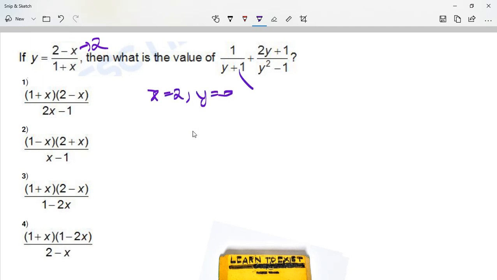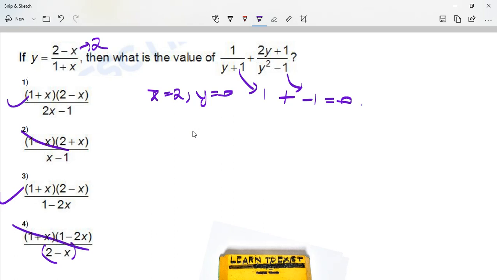So if y is 0, this part will be 1 and this part will be minus 1. No, yeah, right, this part will be minus 1. So the sum will be 0. Okay, so I am going to check which option is going to give me a 0 if x is 2. Okay, this part will be 0 and this part is not going to give me a 0. This part will also give me a 0, so we have a clash. And this part will give me denominator as a 0 and numerator is not a 0, so this will be infinity. So this is not a 0.